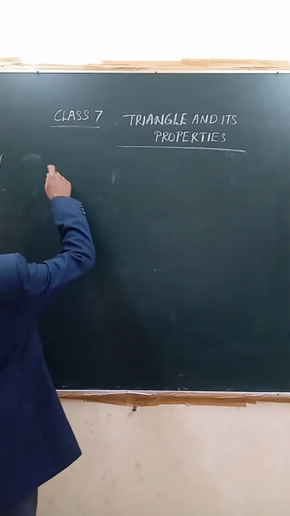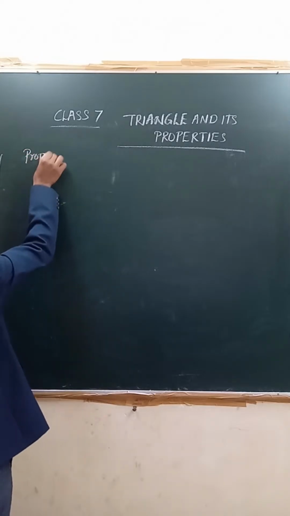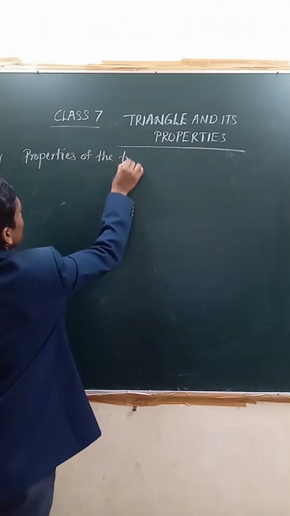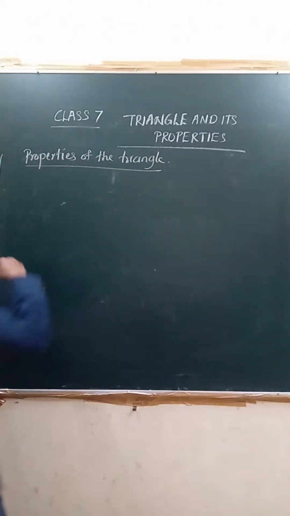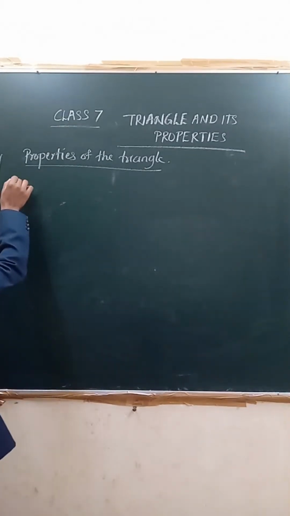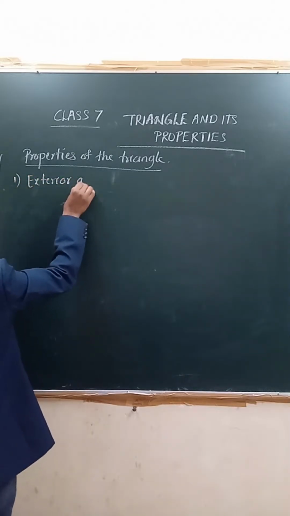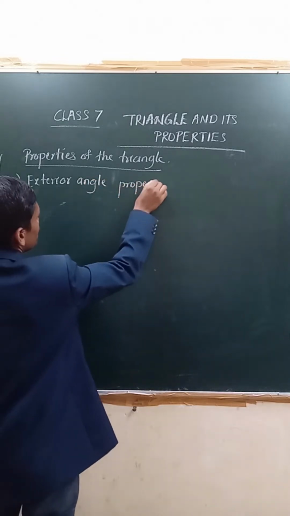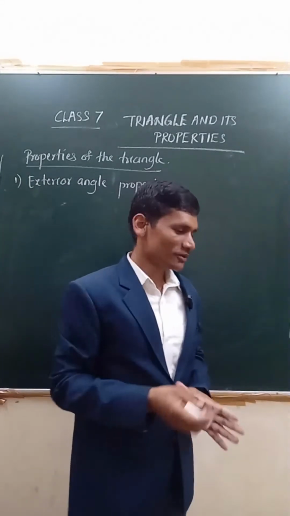Next, coming to properties. In properties of the triangle, we are going to learn first the exterior angle property. Simple it is, exterior angle property. How simple, just you see.